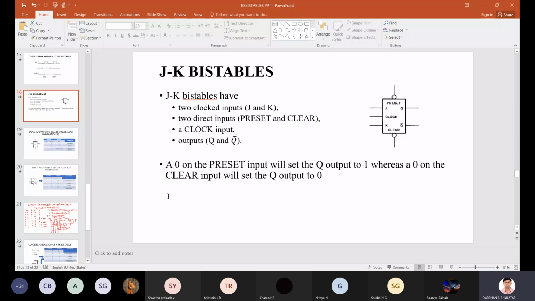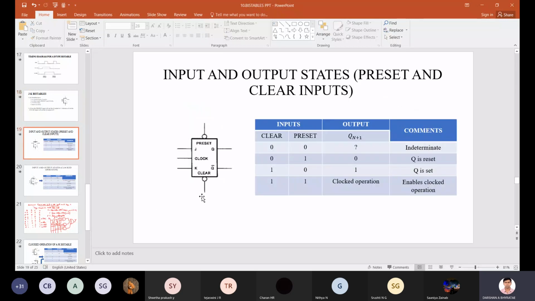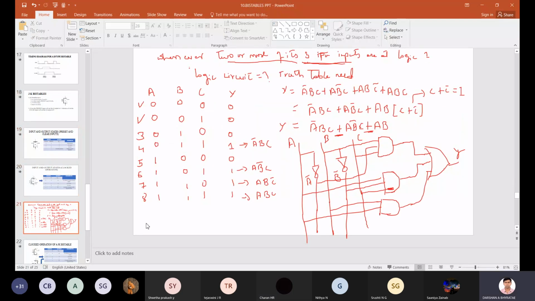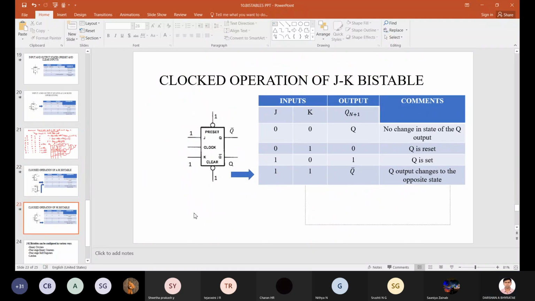Is it okay now? JK bistable and everything you understood now? Yes, sir. If you want repetition, I will do it. Someone asked about a register, which is a shift register or what? Who asked, apart from you? No, sir, I asked about the bidirectional register. Okay, shift register only. Yes, sir.